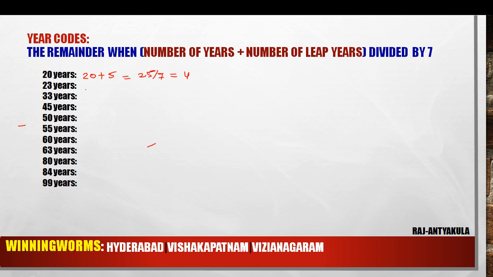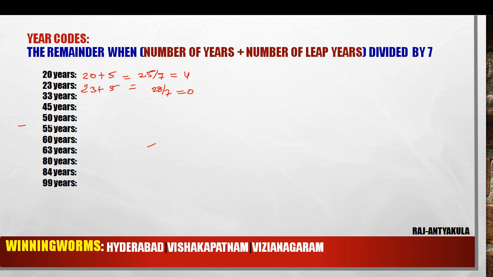For 23, how can you write? The number of years is 23. How many leap years are there in 23 years? 5, because the highest multiple of 4 is nothing but the number of leap years. So the highest multiple of 4 in 23 is 5. So that is the reason we are having 5 leap years. So how much will we get? 23 plus 5, 28. So when 28 is divided by 7, the remainder is 0.